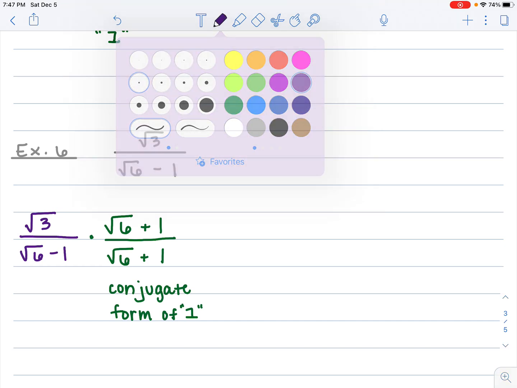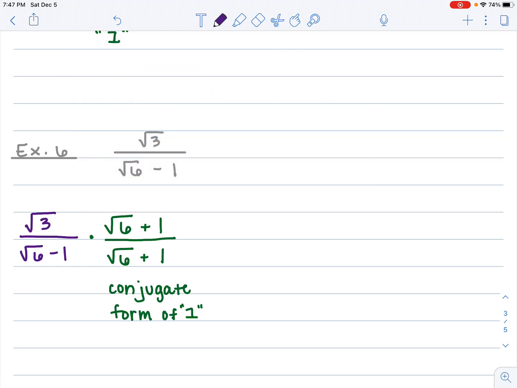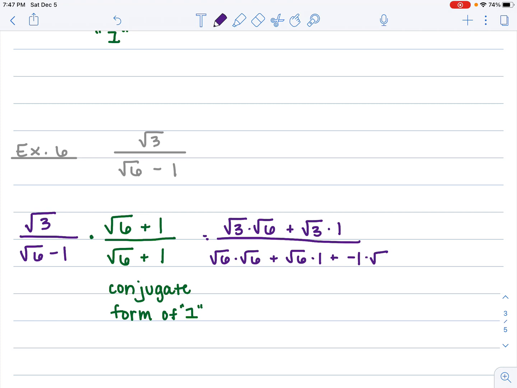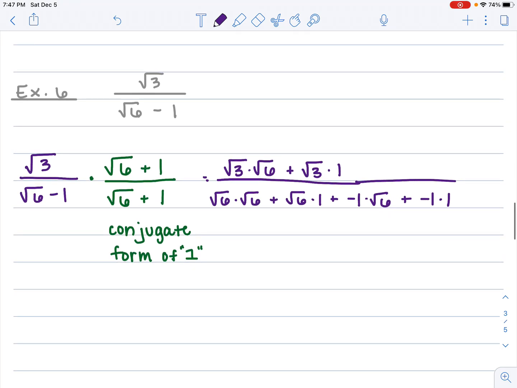So if I start this problem on the top, I'm going to have to do radical 3 times radical 6 and radical 3 times negative 1. On the bottom, I'm also going to FOIL all that out. So I'm going to do radical 6 times radical 6 plus radical 6 times negative 1 plus 1 times radical 6 plus negative 1 times 1. Oof, that's a lot there. We're going to do some simplifying here.